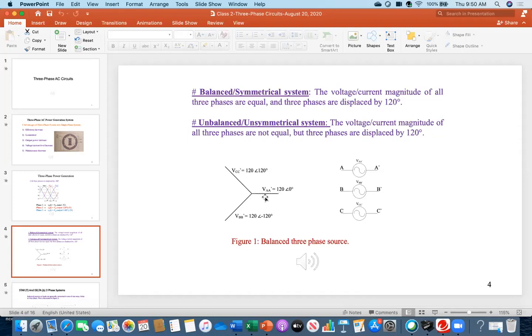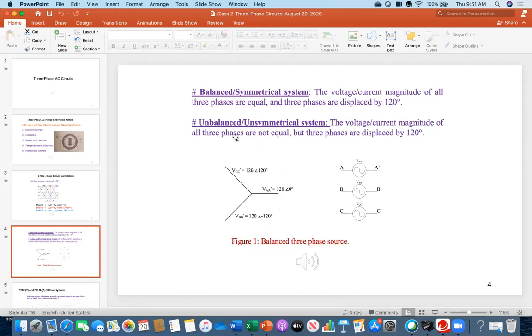For example, just see this example. AA prime, these are the line to line voltages, 120, with reference angle 0. Then 120 degrees apart, minus 120, then another minus 120, so total minus 240, but anti-clockwise it is plus 120. So therefore, this is the example of a balanced three-phase source.